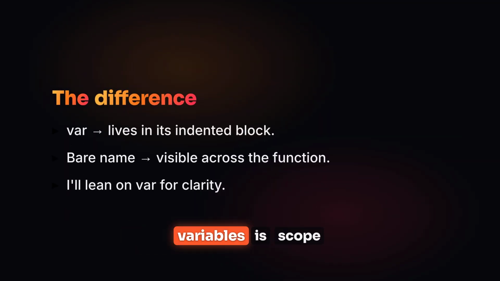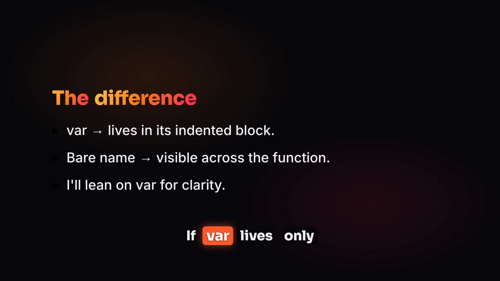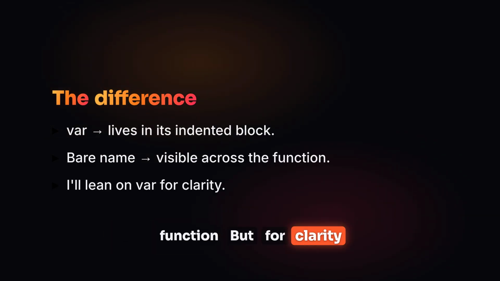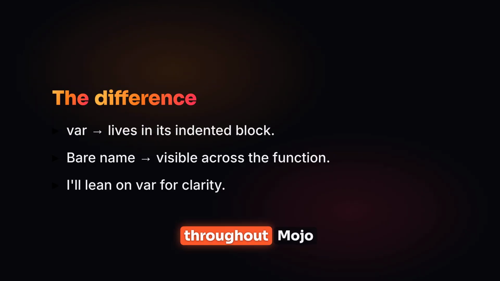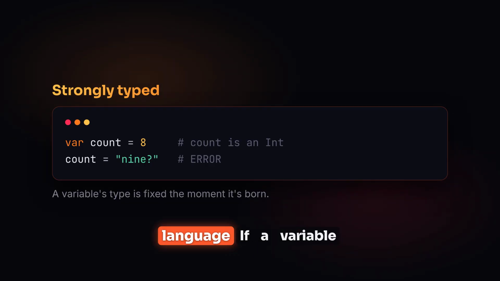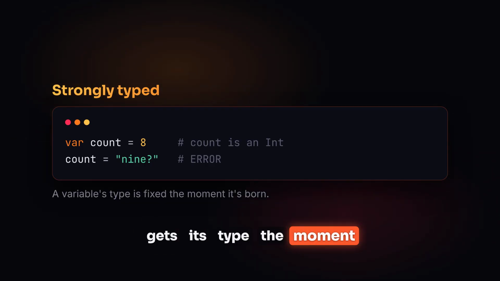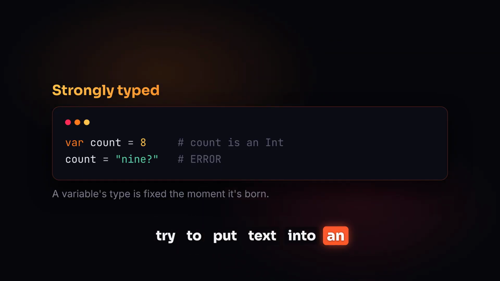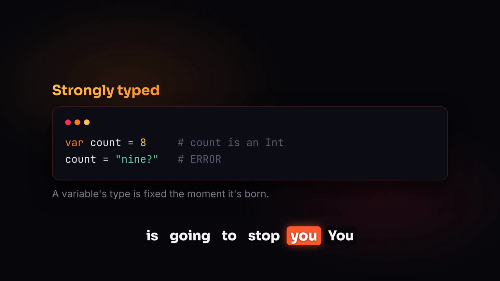Both are mutable. The difference between these 2 variables is scope. A var lives only inside its indented block. The bare name is visible across the whole function, but for clarity, I will lean on var throughout. Mojo is also a strongly typed language. A variable gets its type the moment it is born, and the type never changes. Try to put text into an integer and the compiler is going to stop you.